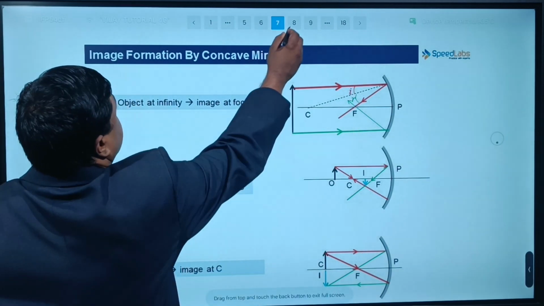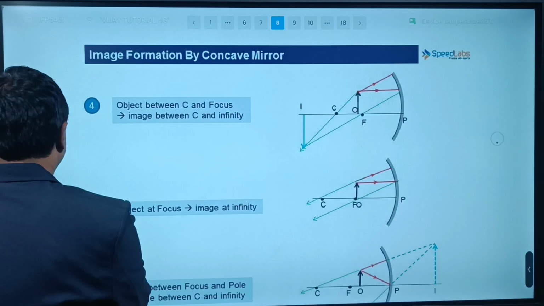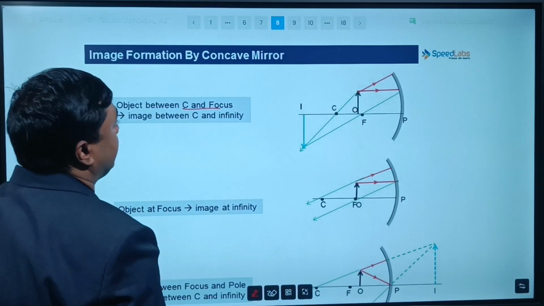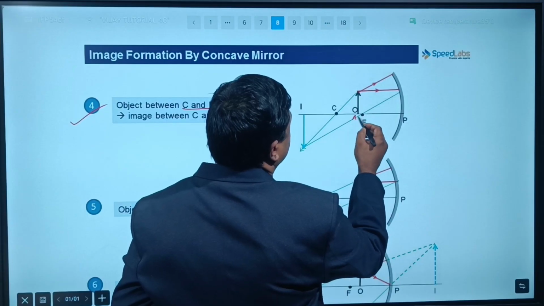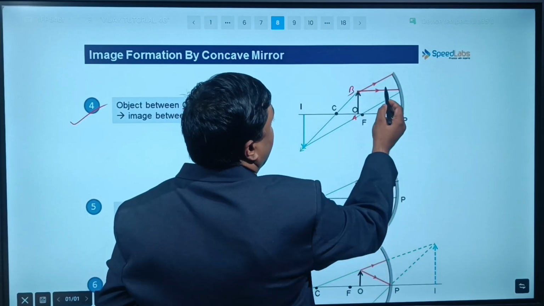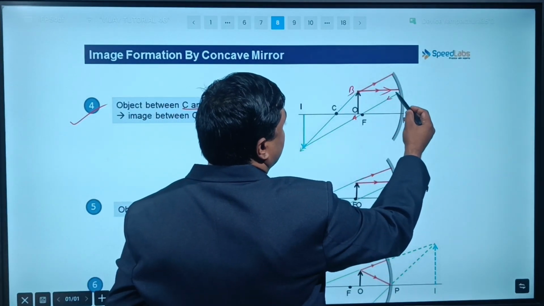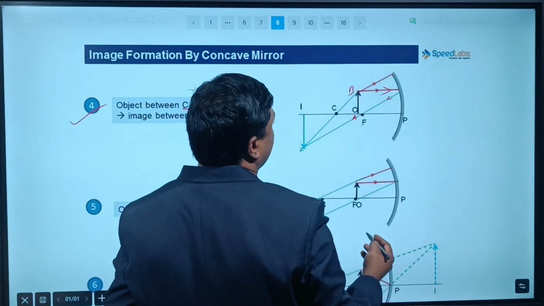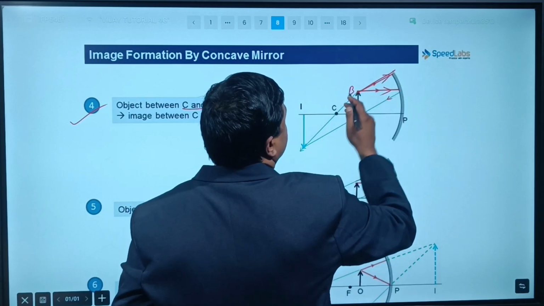Next, question number 4, when the object is between C and F. This is C and let's say this is F. The object is between C and F. One light ray you take parallel. Once a ray of light is parallel, it will pass through the focus. Yes or no? Second, you just direct it towards C only, incident towards C.